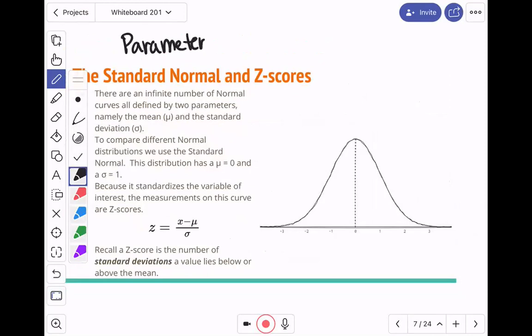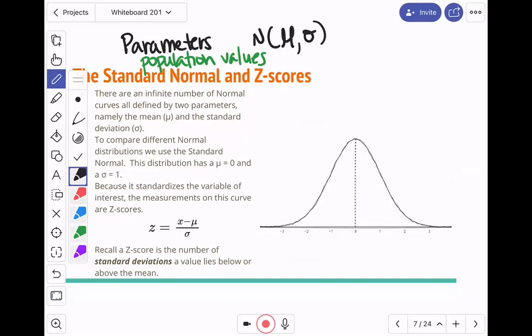Do y'all know what parameters are? Not all y'all speak up at once. Don't worry about it. They're the population values. Good. Parameters are what we call population values. And in a normal distribution, your population values are going to be your mean and standard deviation. You define it by the mean and the standard deviation.